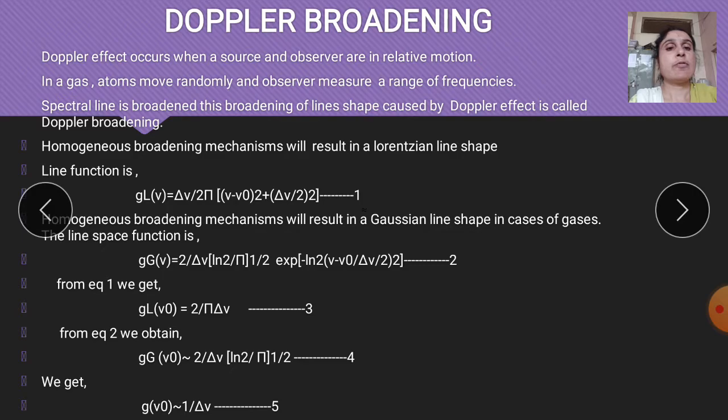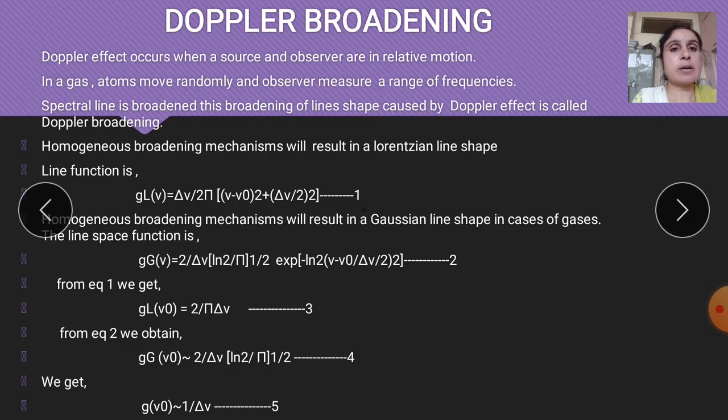So, GL of V is equal to (del V upon 2 pi) divided by [(V minus V0) squared plus (del V upon 2) squared], where V is the frequency of the line and GL of V is the spectral line shape function.